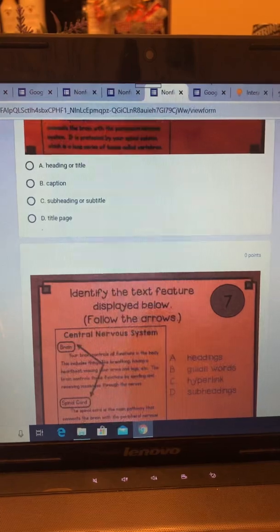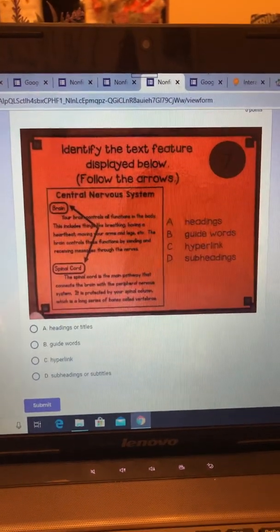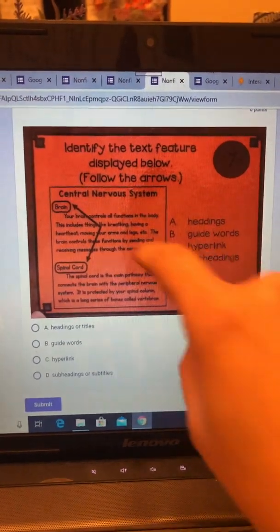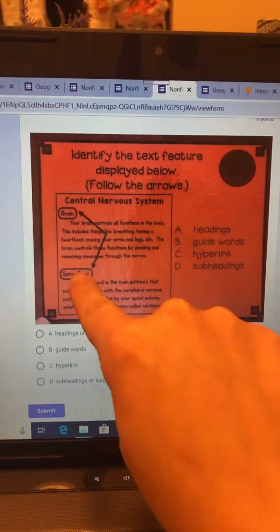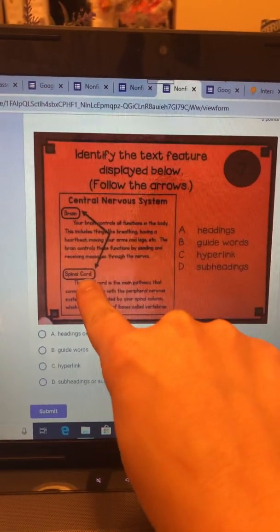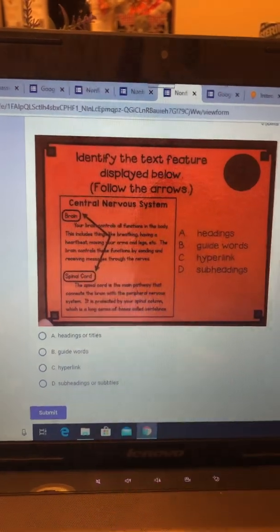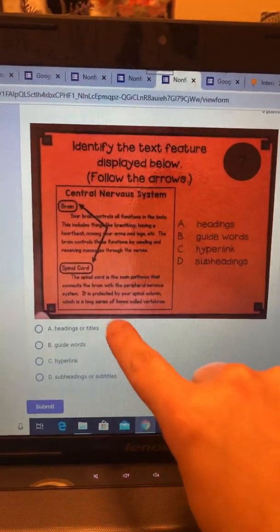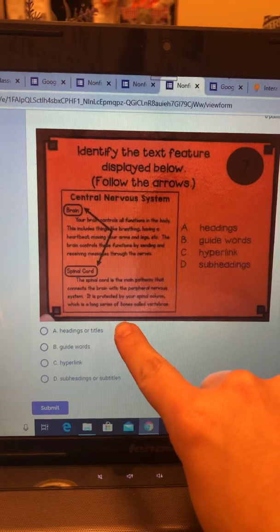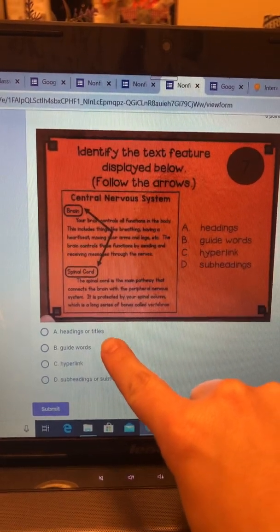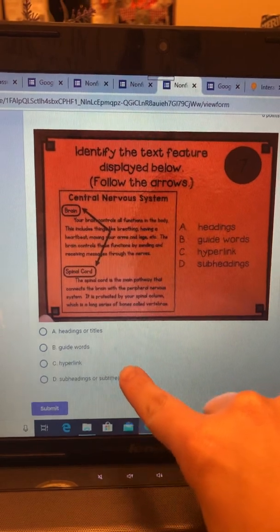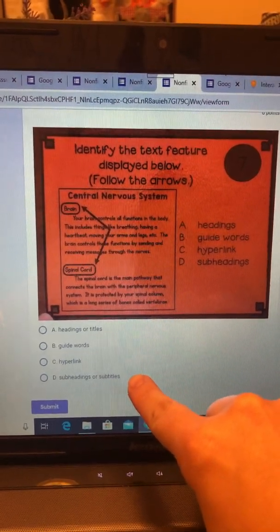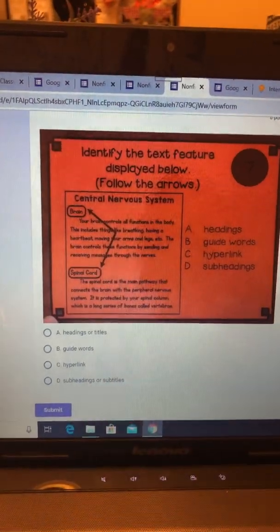And then the last question, what text feature are these? So now I'm looking at the title of these sections, these paragraphs. I have brain and spinal cord. What are these? What text feature would we call those? Are those headings or titles? Remember, those are synonyms, they mean the same. Are those guide words, hyperlinks, or subheadings or subtitles? Remember, these are synonyms too, they mean the same.